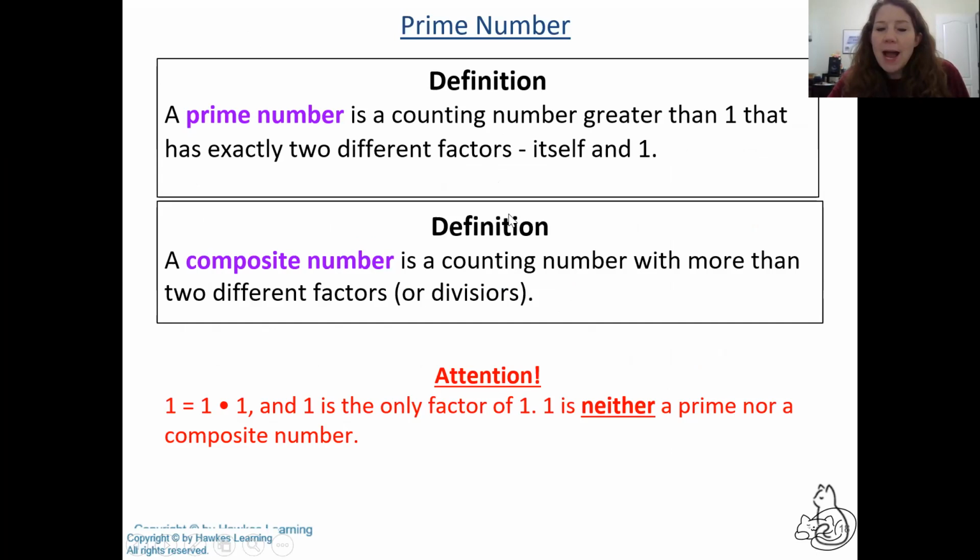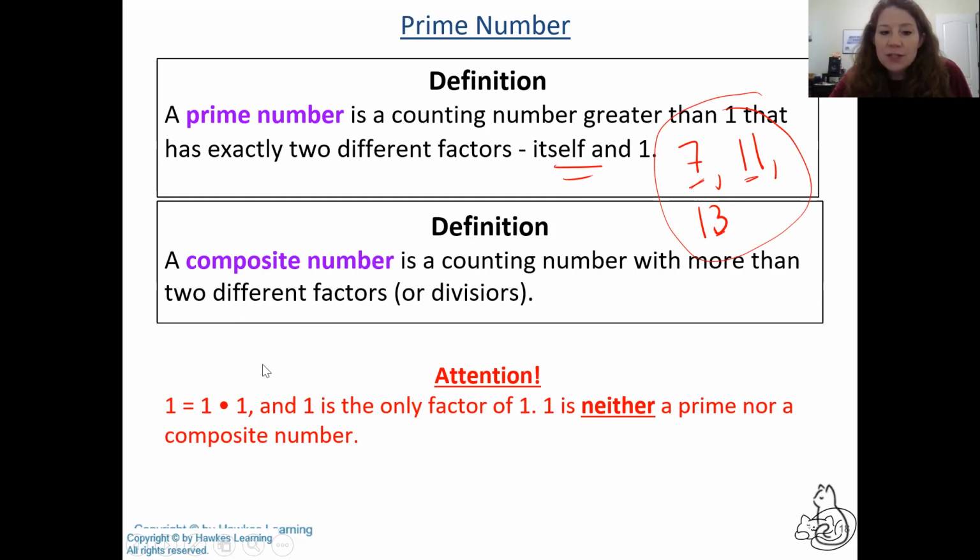All right, now a prime number is a number greater than 1 that has exactly 2 different factors, one and itself, like the number 7. 7 is prime, 11 is prime, 13 is prime. So these are the numbers that only have 2 factors, which is one and itself, right? If you have numbers that have more than 2 factors, that means it's a composite number.